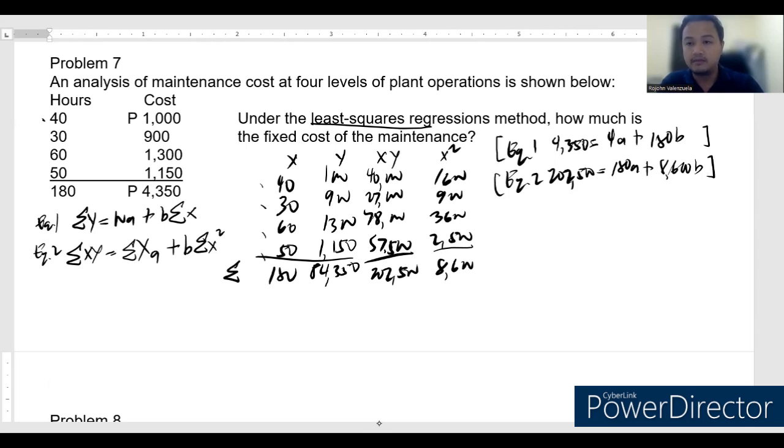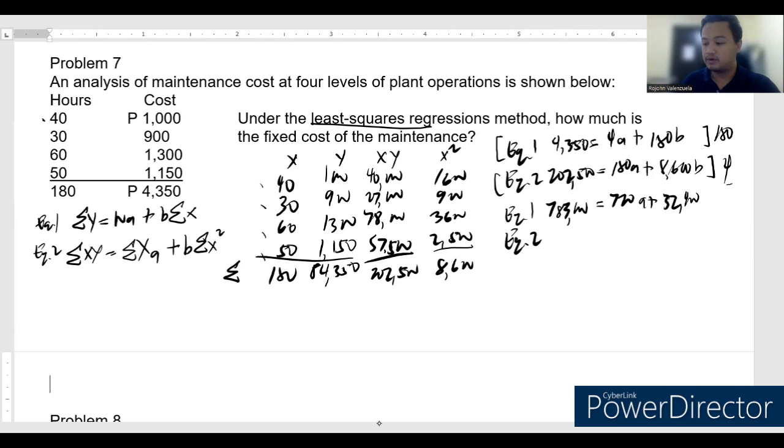So, para ma-cancel out natin yung isang variable, a or b, yung isang letter, multiply na lang natin parehas sa kanyang mga amounts. This is times 180 times 4. So, may bago tayong equation 1. 4,350 times 180. You have 783,000 equals 4 times 180, 720. That's 180 times 180, 32,400. Equation 2.